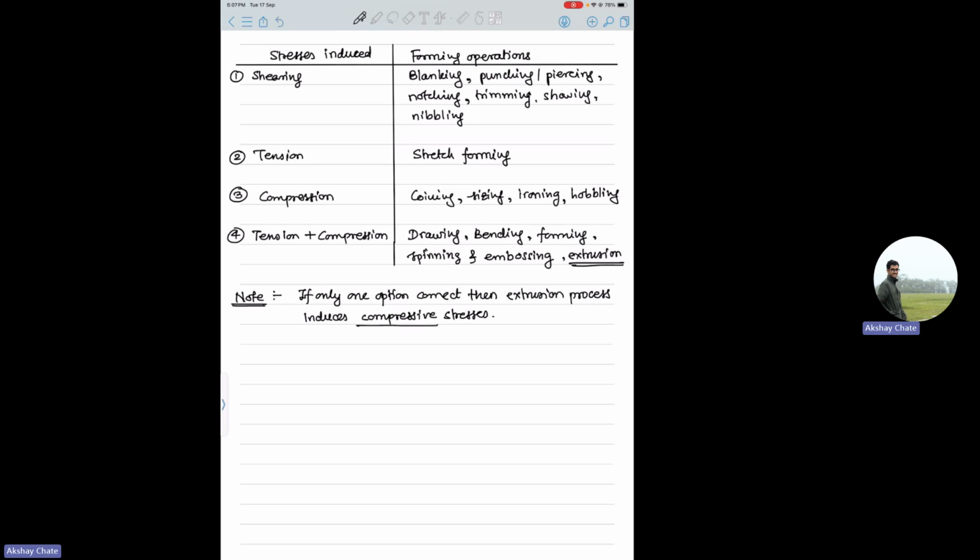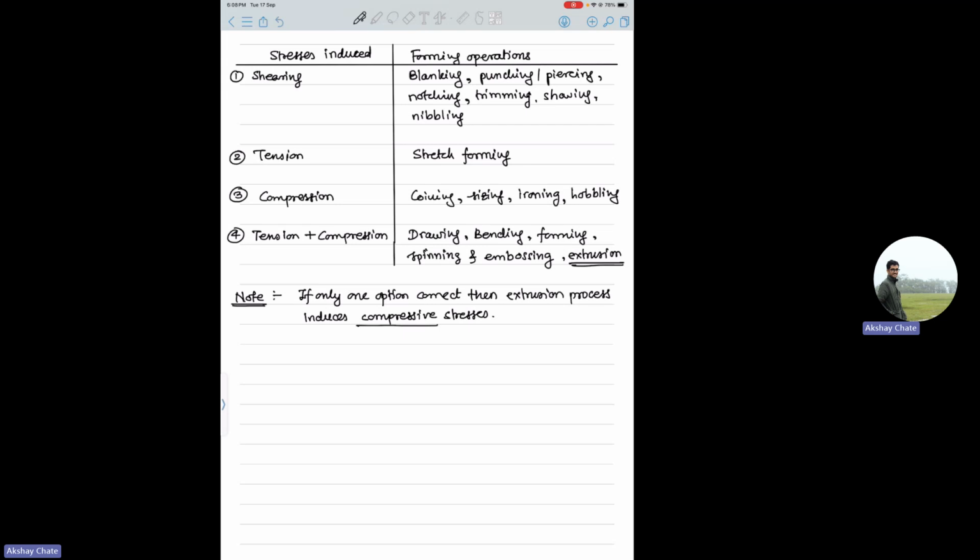So in that case, you have to pick compressive, because if you have to choose one, compressive is the dominant stress in extrusion. But it's not like only compressive stresses are present, because you're stretching the wire, right? So there has to be some tensile stresses there. But yeah, majorly or predominantly compressive stresses are responsible for extrusion.